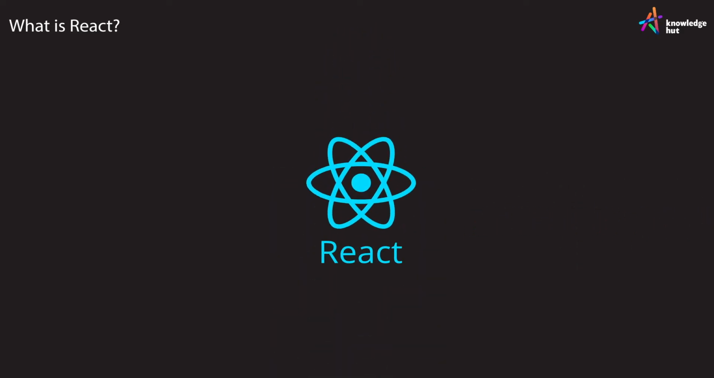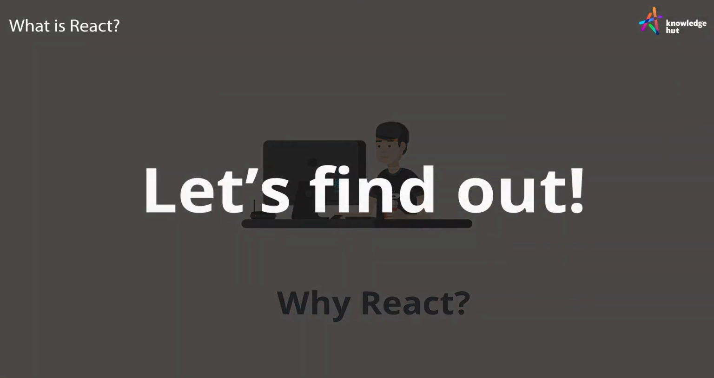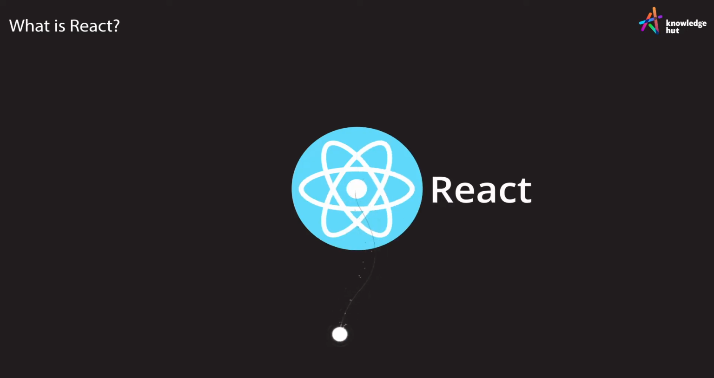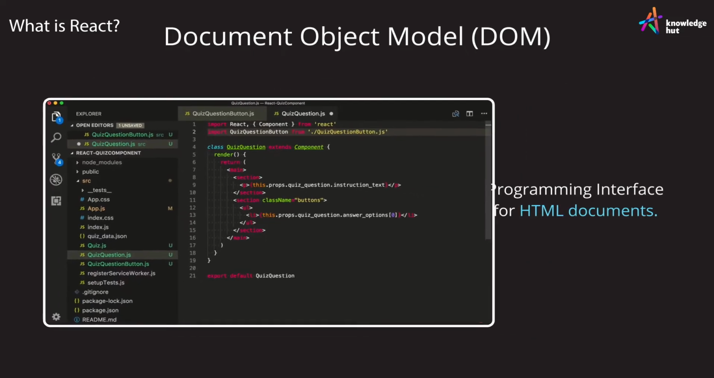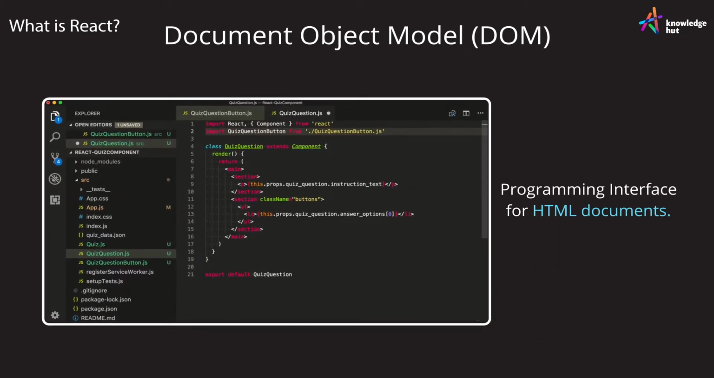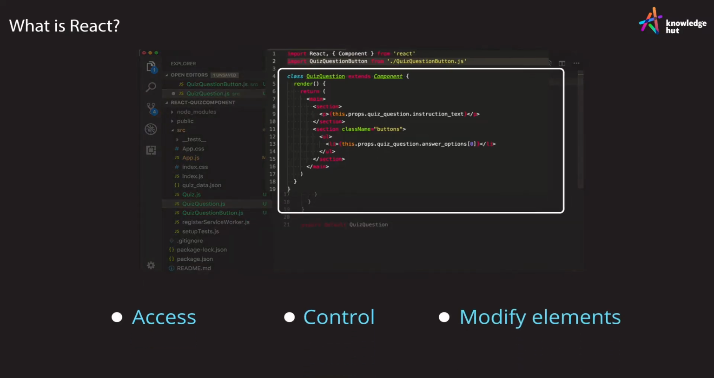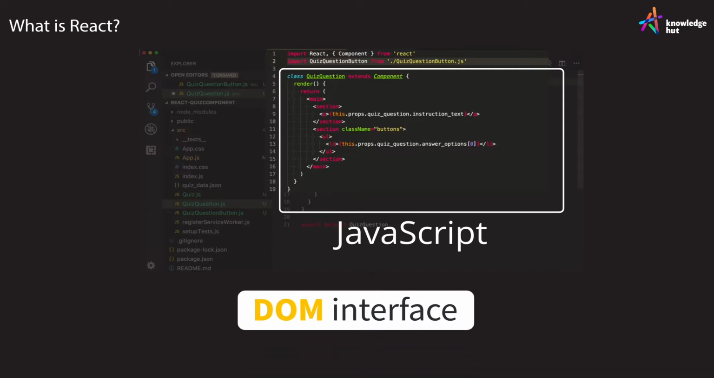But what makes React so special? And why should you be investing time in learning all about it? Let's find out. To understand React, we have to go all the way back to the document object model, the programming interface for HTML documents. When we need to programmatically access, control, and modify elements in HTML using JavaScript, we need to do that using the interface that the DOM provides.